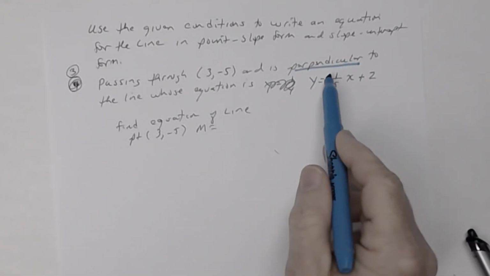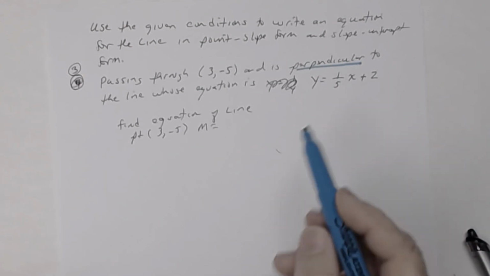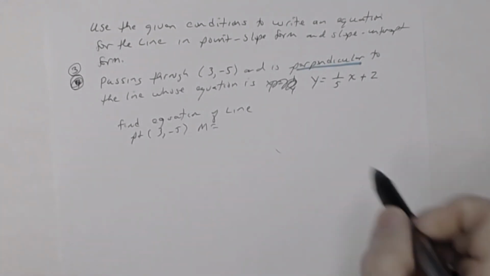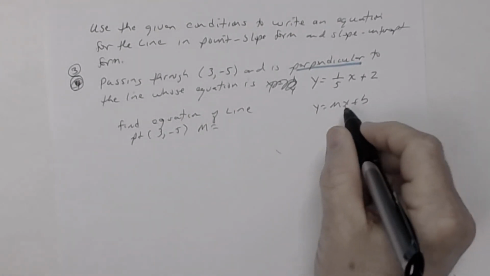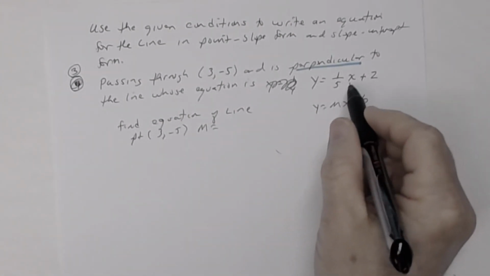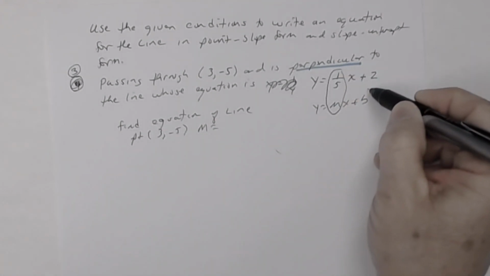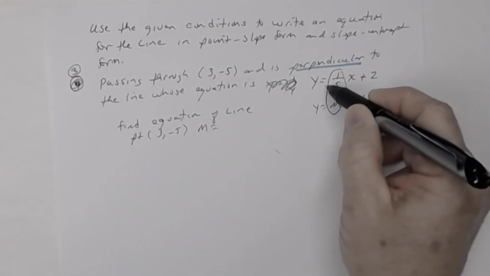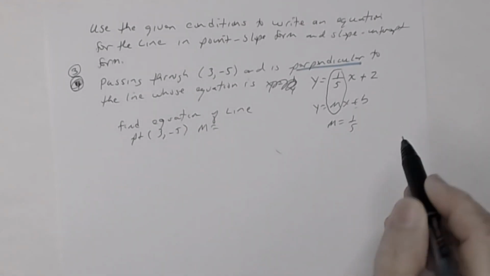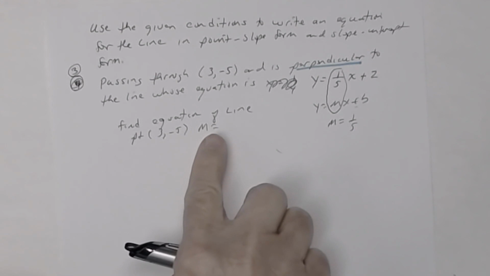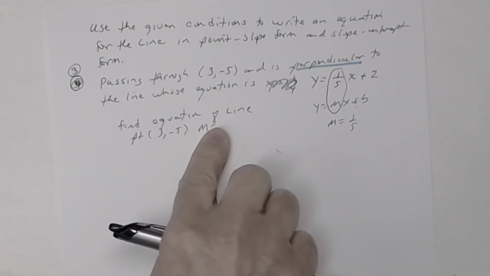Well, notice that the equation of the line here is in slope-intercept form, y equals mx plus b. So since it's in slope-intercept form, you can now determine the slope of this line right here. The slope of that line is 1/5. Okay, now let's go back here and determine the slope of the line I want to find the equation of.